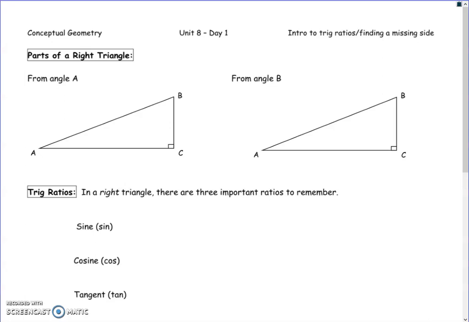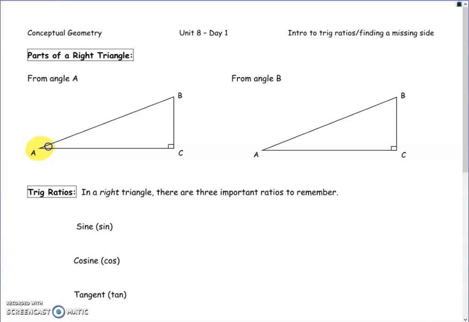Unit 8, Day 1, Intro to Trig Ratios and Finding a Missing Side. So I've got two triangles up here. They're identical triangles, but if you notice the description, one of them says from angle A and one of them says from angle B. The first task we are going to do today is determine what sides of a triangle we have looking from an angle.